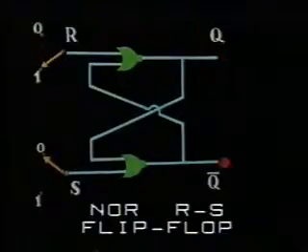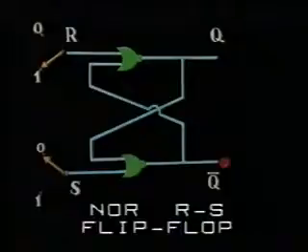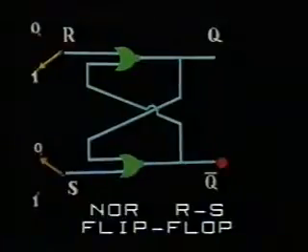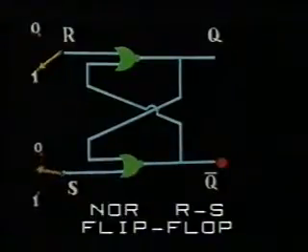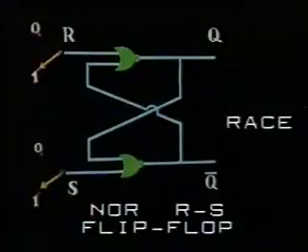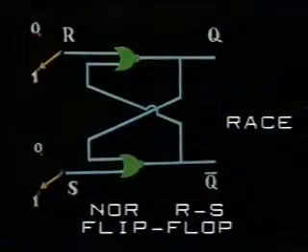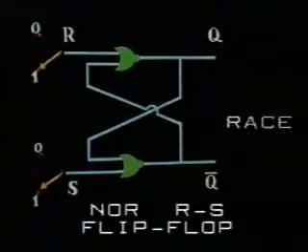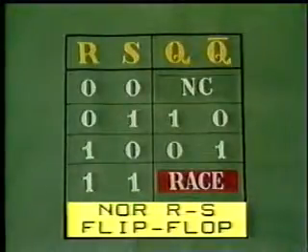A positive trigger at R input alone causes Q to be 0 and not Q to be equal to 1. When both R and S are given positive triggers simultaneously, it results in a race condition. This condition is not allowed. At R equal to 0, S equal to 1, Q is equal to 1, not Q equal to 0. At R equal to 1 and S equal to 0, Q is equal to 0, not Q is equal to 1.